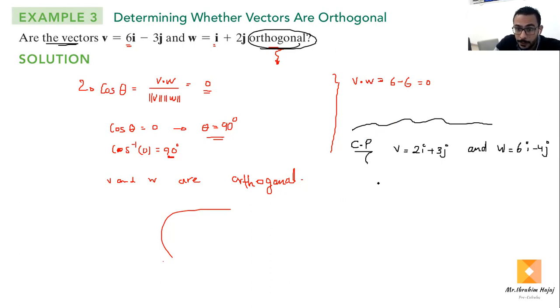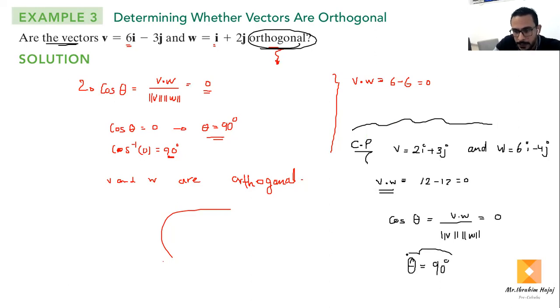So v dot w first equals 2 times 6 is 12, minus 12, so it's simply 0. When the dot product is 0, the cosine of the angle is v dot w over magnitude v magnitude w, so the numerator is 0, so the angle is 90 degrees. So the two vectors are orthogonal. Yes, they are. This is checkpoint number 3.